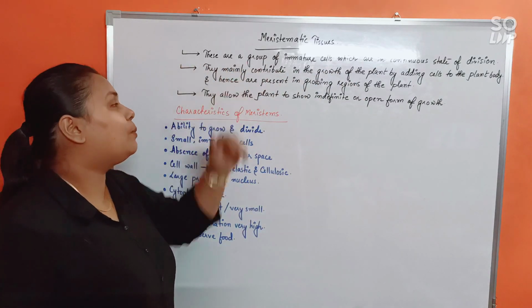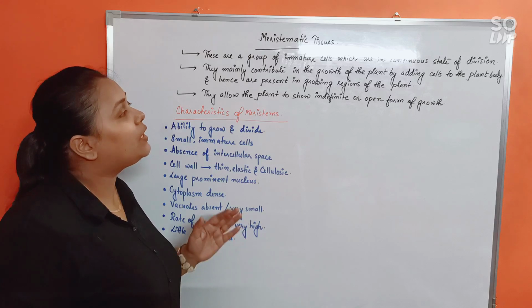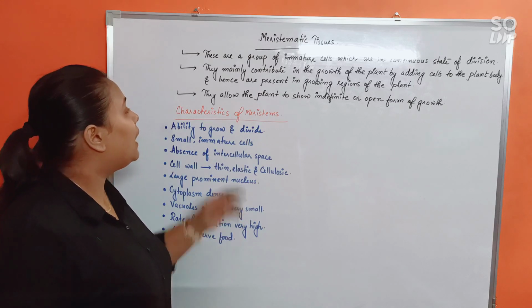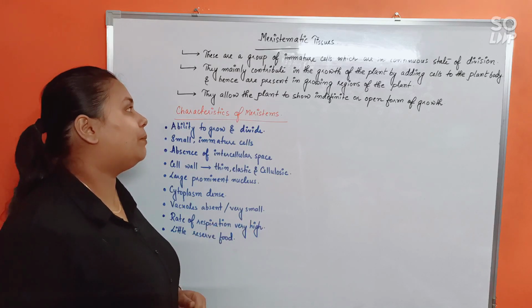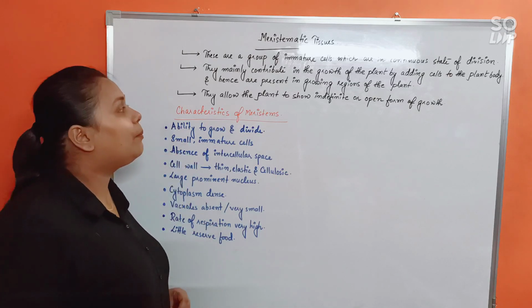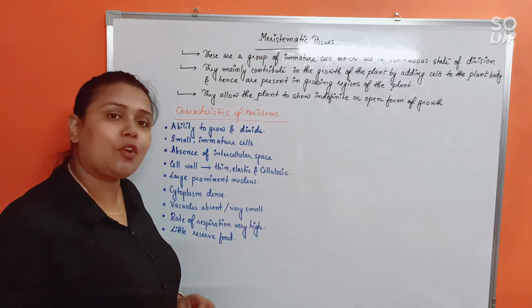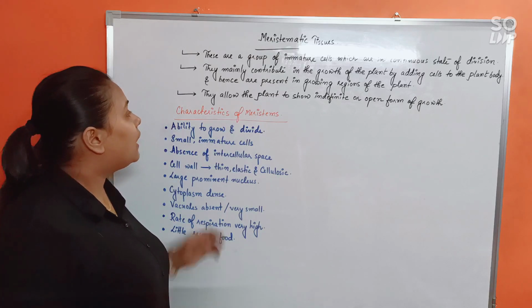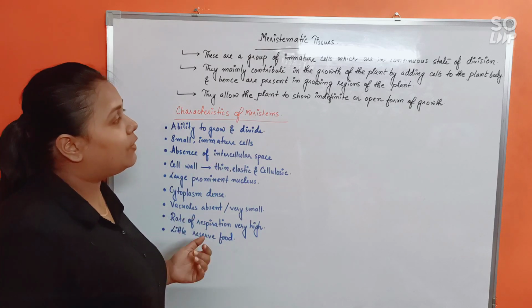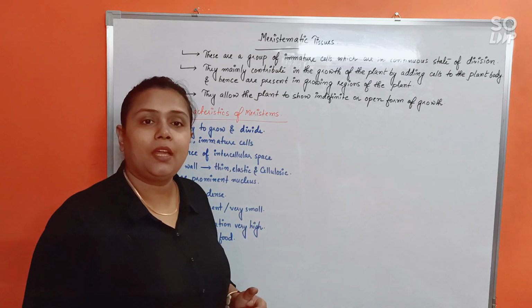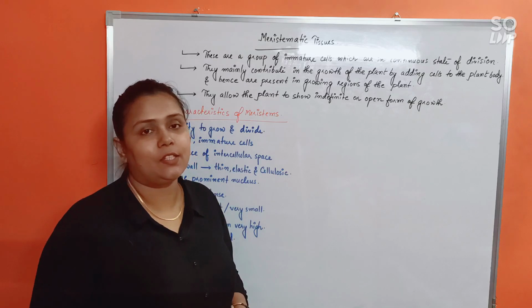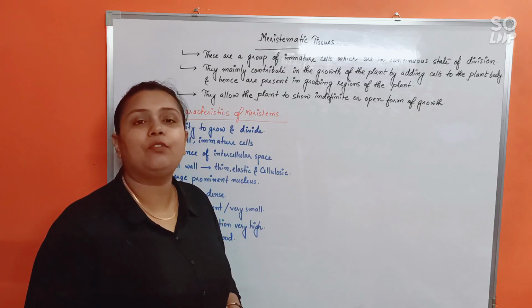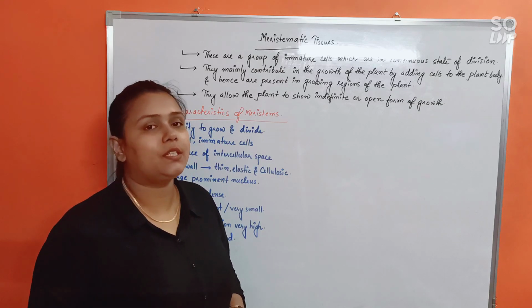See, these are groups of immature cells which are in a continuous state of division. They mainly contribute to the growth of the plant by adding cells to the plant body and hence are present in growing regions of the plant. Next, they allow the plant to show indefinite or open form of growth. That's very obvious because they will continuously keep adding cells to the plant body, hence the plant will be able to grow throughout its life.